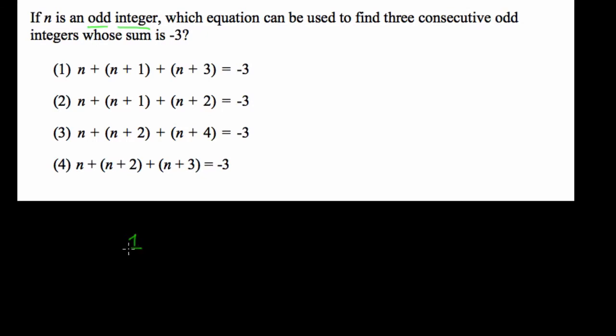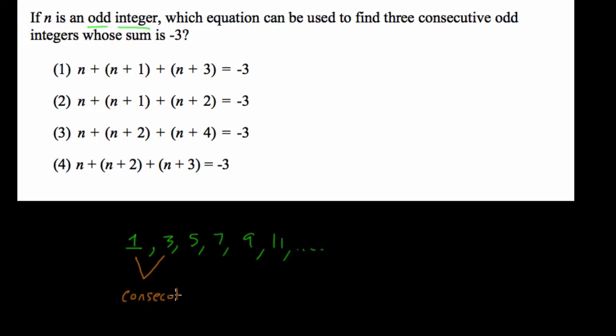Well, odd integers are odd positive or negative whole numbers. So numbers like 1, 3, 5, 7, 9, 11, and so forth. And consecutive odd integers are odd integers with no other odd integers between them. In other words, 1 and 3 are consecutive.